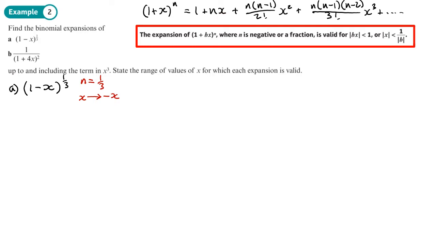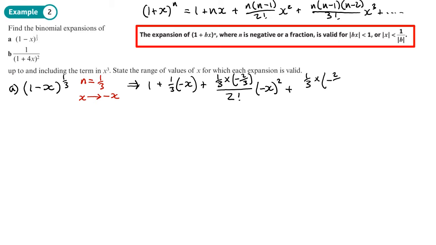So if we write this out, we will have 1 plus nx, so that's a third, times by negative x, so x gets replaced with negative x, plus, and then n times by n minus 1, which would be negative 2/3 over 2 factorial, negative x all squared, plus n times by n minus 1, which is negative 2/3, times by n minus 2, which is going to be negative 5 over 3, over 3 factorial, negative x all cubed.